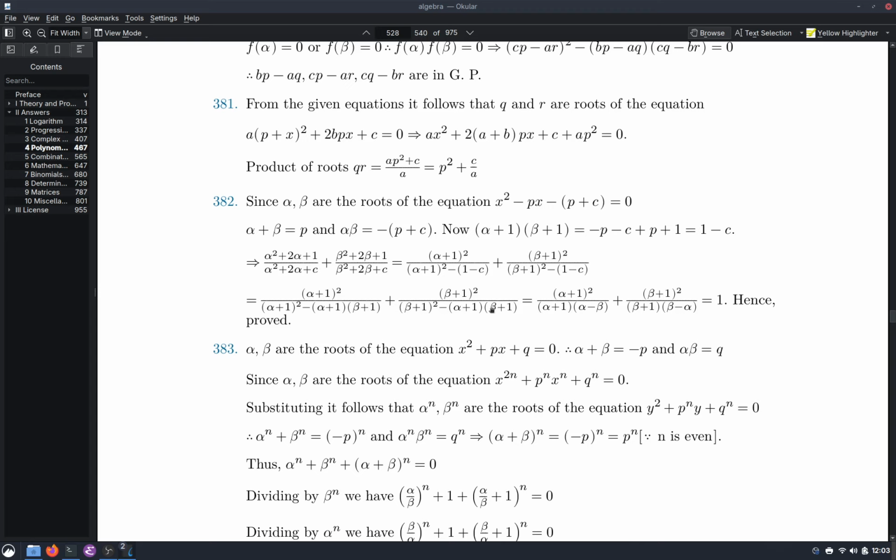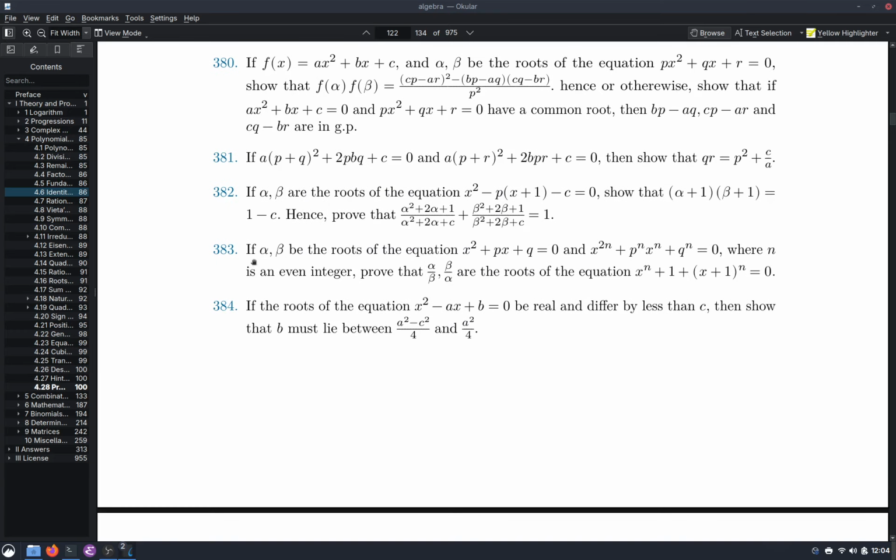Once we have that, we can write the entire expression as (alpha+1)^2/((alpha+1)(alpha-beta)) + (beta+1)^2/((beta+1)(beta-alpha)). Now alpha+1 will get cancelled here and beta+1 will get cancelled here. So it will become (alpha+1)/(alpha-beta) + (beta+1)/(beta-alpha). We will have to take a negative sign here to make this alpha-beta so that our denominator becomes equal. And once that happens, 1 will get cancelled and the numerator will also become alpha-beta, and that is equal to 1. And that's how we prove question 382.